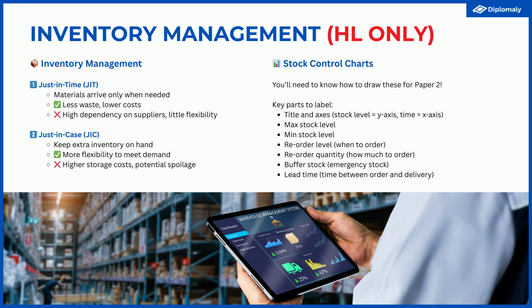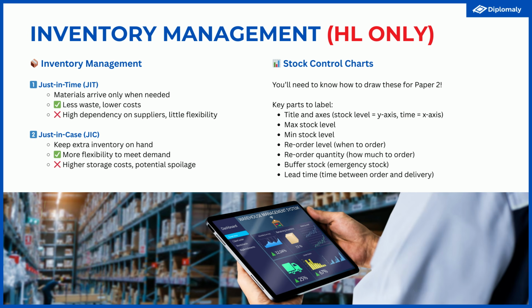Like any charts in business management, start with your title and axis, with the stock level on the y-axis and time on the x-axis. The case information will be explicit in telling you what the maximum and minimum level of stock the business can hold. The difference between this is called the reorder quantity, or how much the business orders when they reorder their stock. The case will also tell you at what point a business reorders, which is a reorder level, and you should label this on your stock control chart as well.